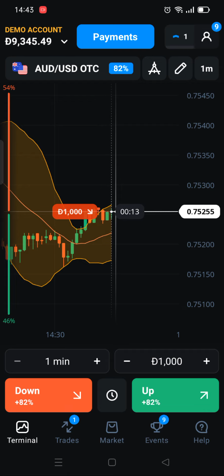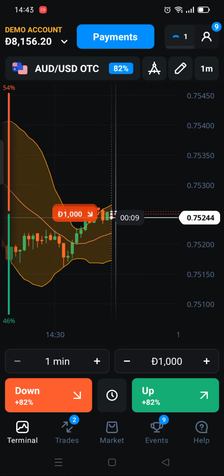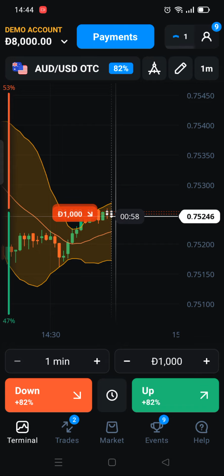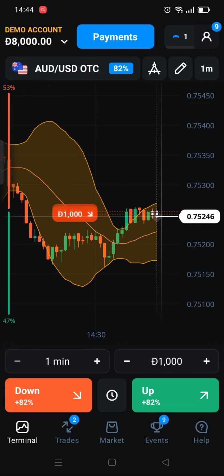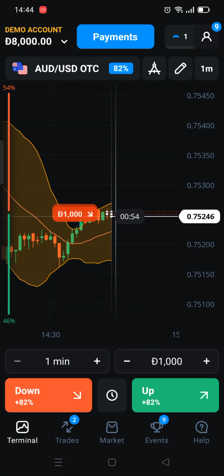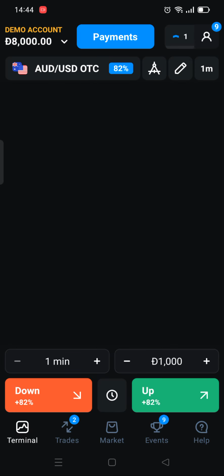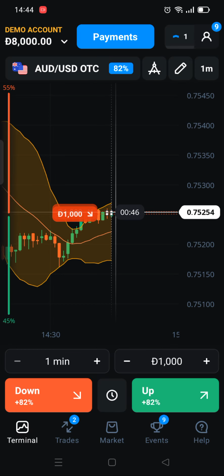So here we go for sell. First $1,000, here we go sell. Then second $1,000, here we go sell. 2,000 trades are active. Okay, okay, let's see.